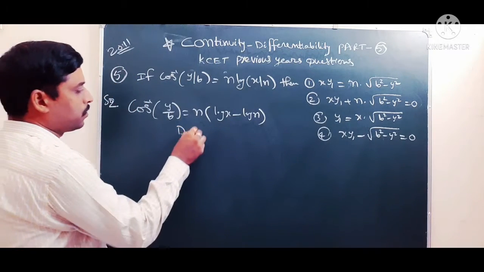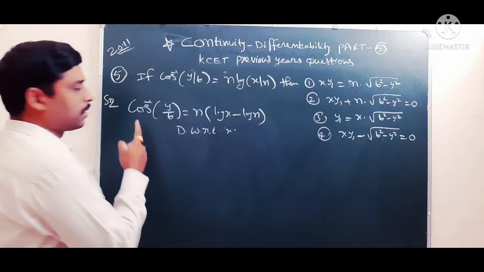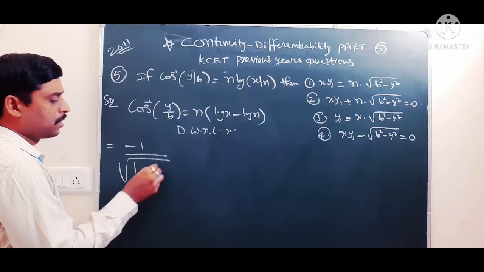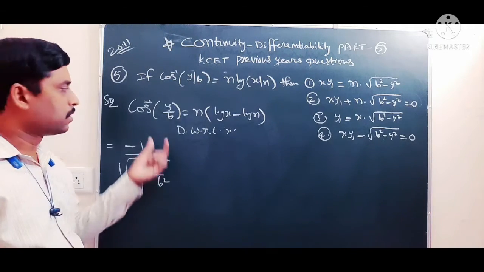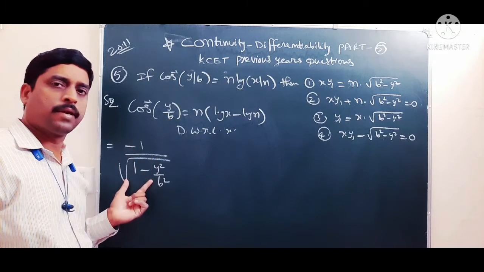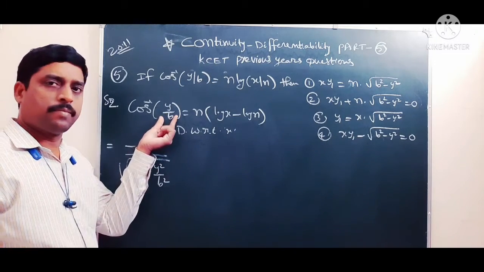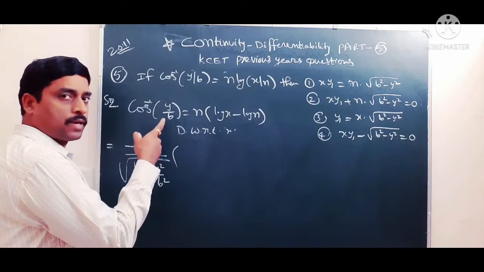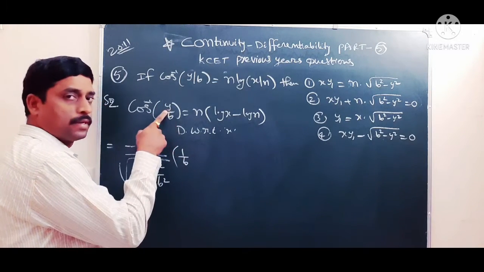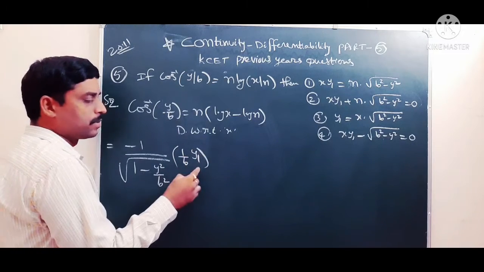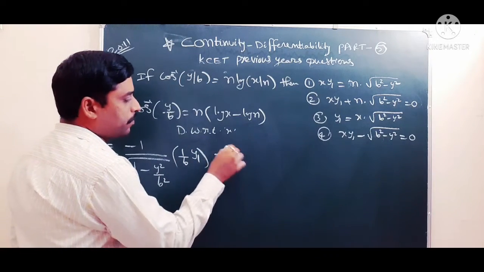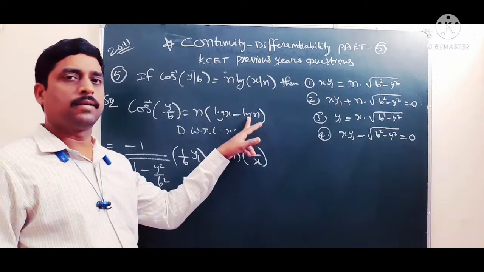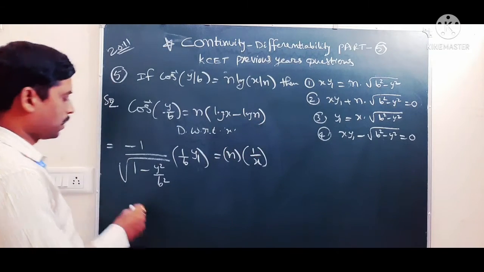Now applying the derivative with respect to x on both sides. The derivative of cos inverse of y by b will be minus 1 by root 1 minus y square by b square. The derivative of cos inverse x is minus 1 by root 1 minus x square, where x is replaced by y by b. So minus 1 by root over 1 minus y square by b square into the derivative of y by b. 1 by b is constant. Differentiation of y, y1, is nothing but dy by dx. n into the derivative of log x is 1 by x, and the derivative of log n, where n is constant, is 0.